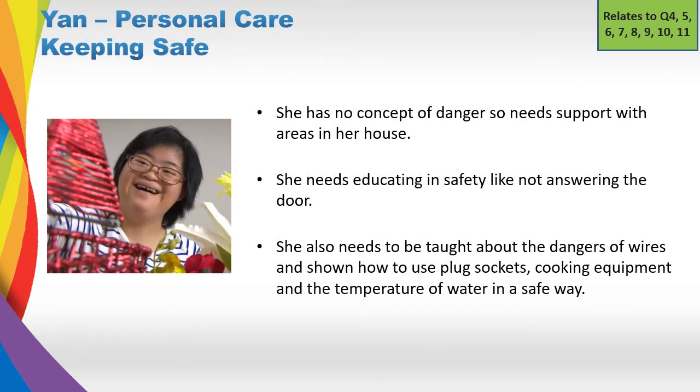So to keep Jan safe, she has no concept of danger, so needs support with areas in her house. She needs educating in safety, like not answering the door. She also needs to be taught about the dangers of wires and shown how to use plug sockets, cooking equipment and the temperature of water in a safe way.